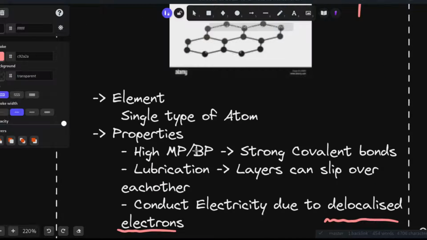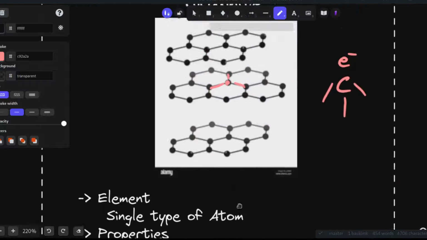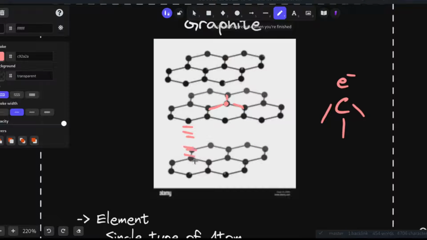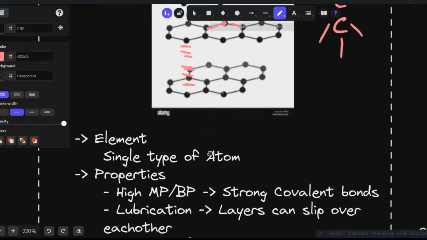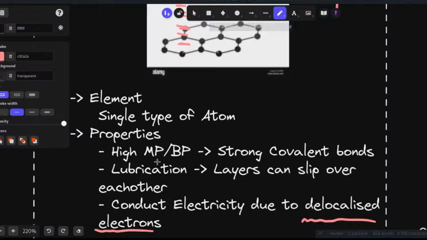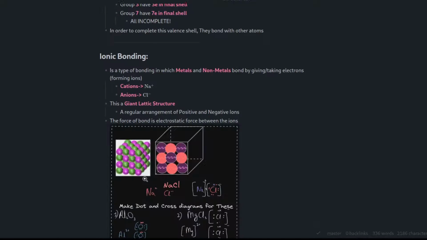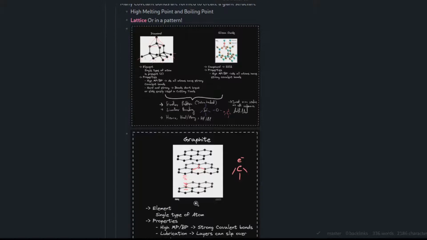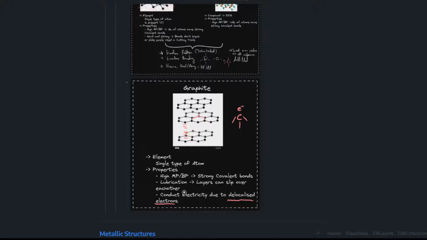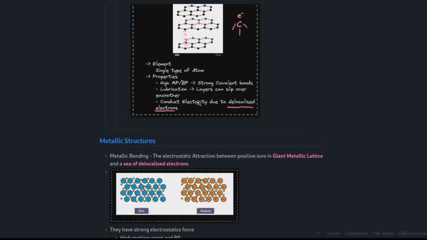Furthermore, it is capable of sliding over each other because it has weak intermolecular forces. They are not very strong, so it is capable of being used as a lubricant. All right, let's check out the final structure. Oh, also this has a high melting point and boiling point as well, because it has strong covalent bonds between the carbons, so you must keep that in mind.